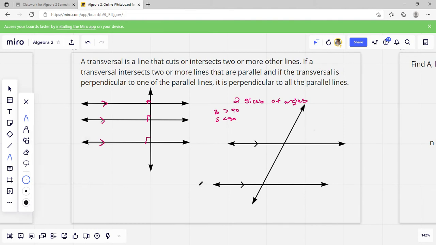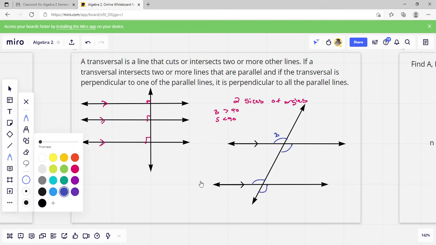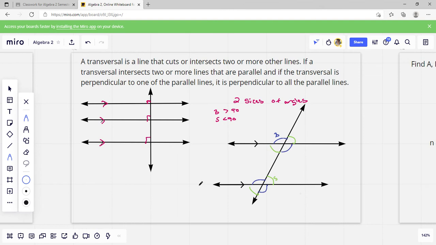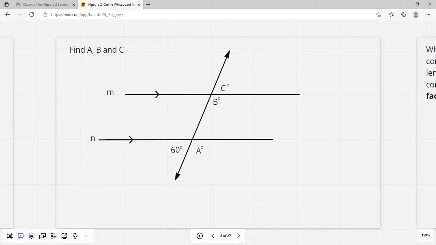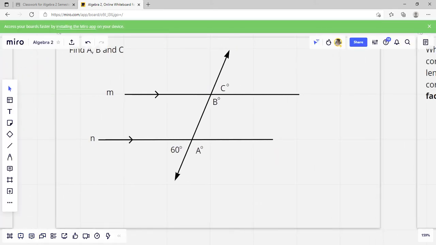Alright, so let's figure out what that means. If we look at this, we can see that this one is more than 90, so that's our big angle, and that's going to be equal to all the other big angles in the entire figure. Okay, those are all going to be equal. And then your small angles that are less than 90 are all going to be equal to each other. So that one to that one, and that one to that one. Those are all your smalls. Okay? So you're only going to have two numbers for that entire figure. Alright, so let's look at this one. It asks us to find A, B, and C.